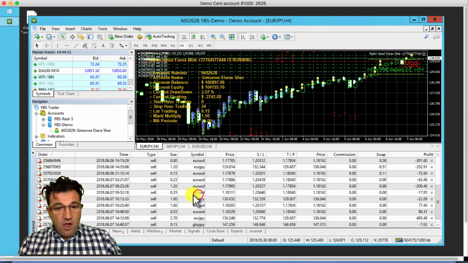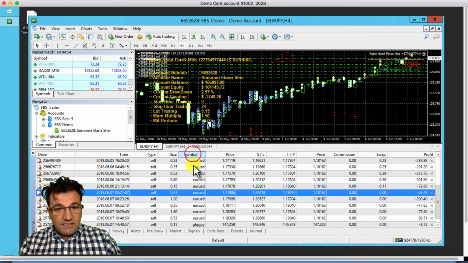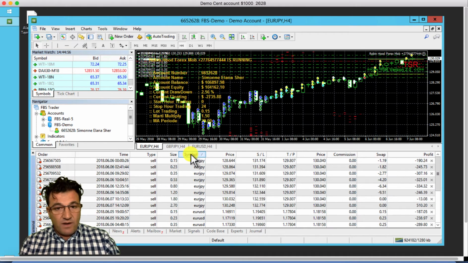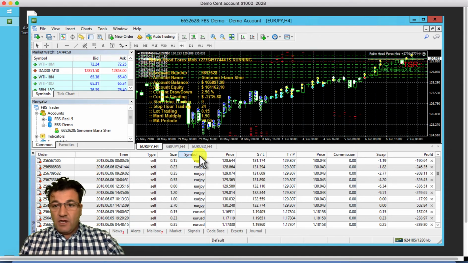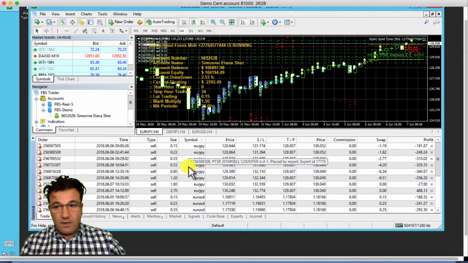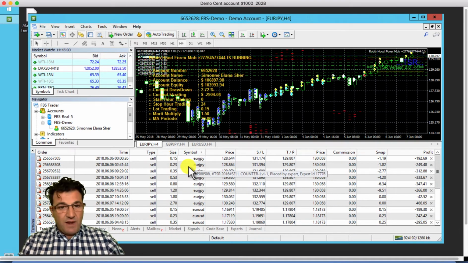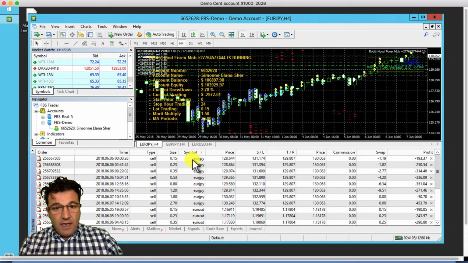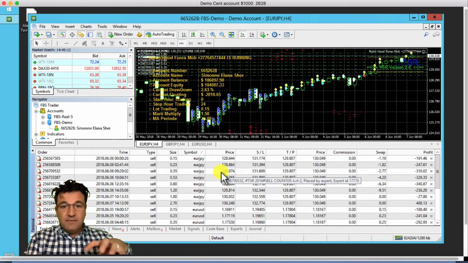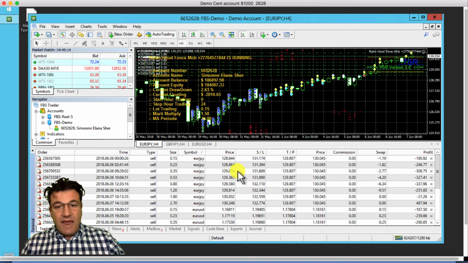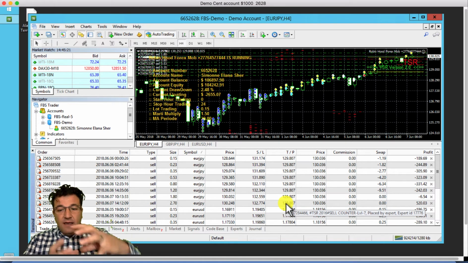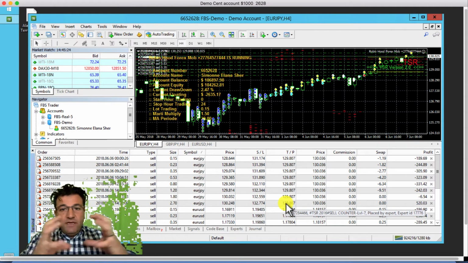So as you can see here on my screen, let me just organize this by symbols. If you click on any one of these rows, it'll arrange this report. So we want to check all the Euro JPYs. As you can see here, the Euro JPYs were bought at different times in the day, for different amounts. But as you can see here, the take profit is exactly the same. So what the robot does is it connects all these trades together.